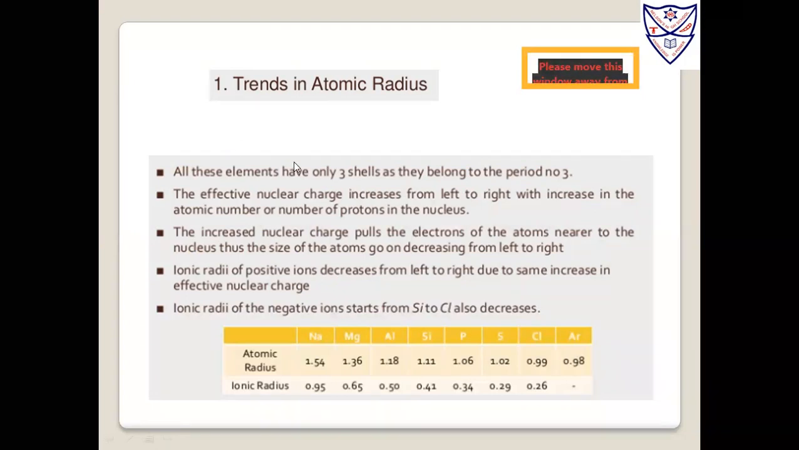Now see here the trends in the atomic radius. You can see sodium, magnesium, aluminum, silicon, phosphorus, sulfur, chlorine, argon. So the atomic radius is decreasing, and the ionic radius is also decreasing as you go from left to right, not from top to bottom. This is period one. So in the period it is decreasing, and in the group it is increasing. The size is increasing.